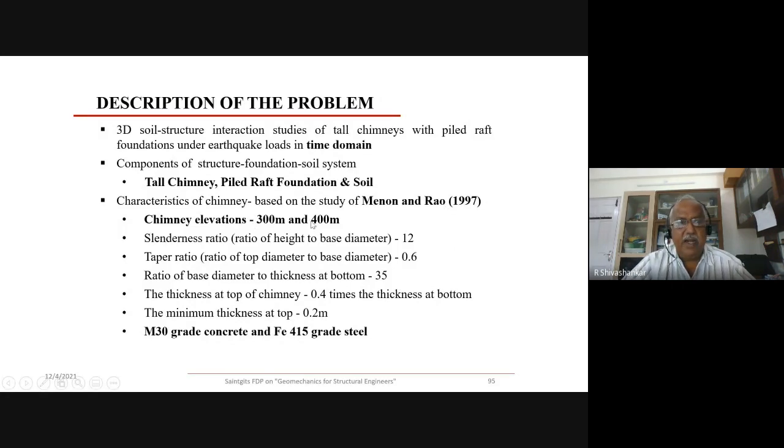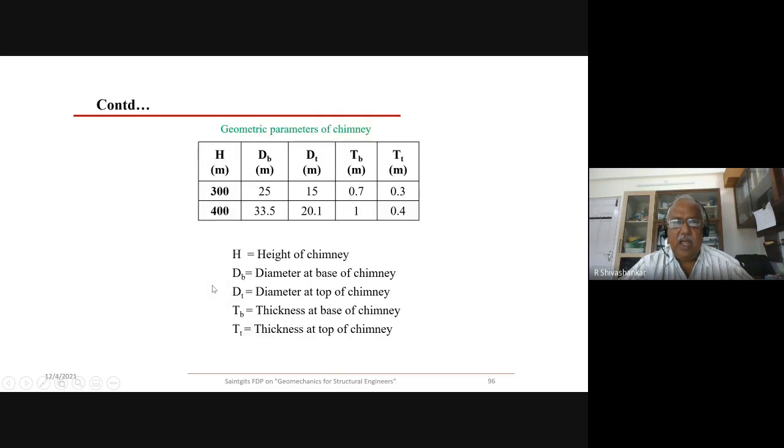two heights, 300 and 400 meters, and various other parameters. The slenderness ratio, that is the ratio of height to base diameter, was 12. The ratio of top diameter to base diameter, called the taper ratio, was 0.6, and the ratio of base diameter to base thickness. So these are the different parameters considered, and the same thing is tabulated here.